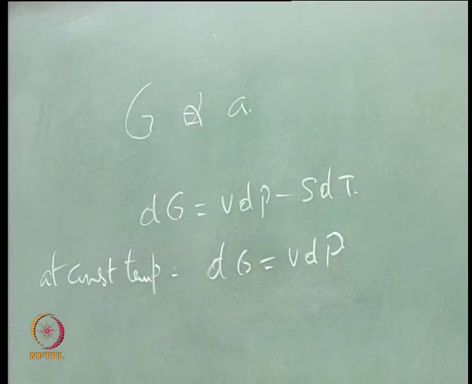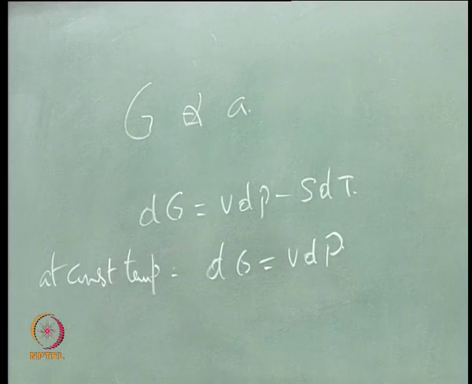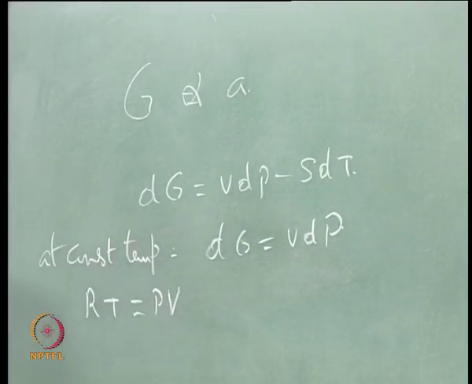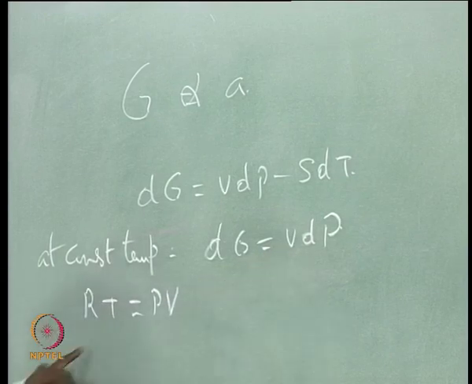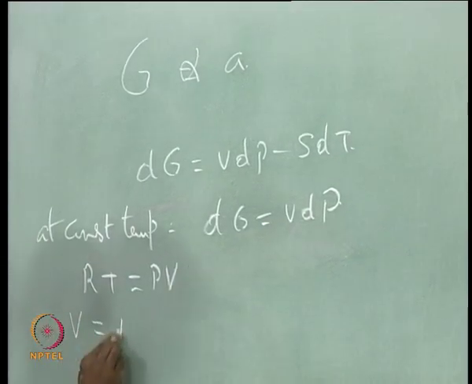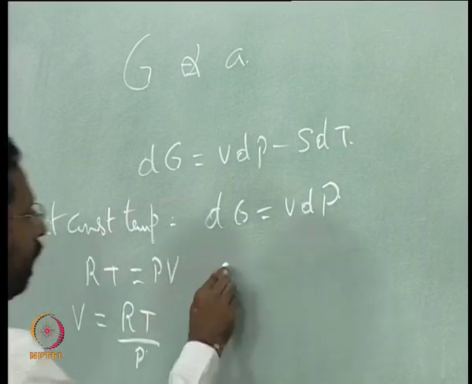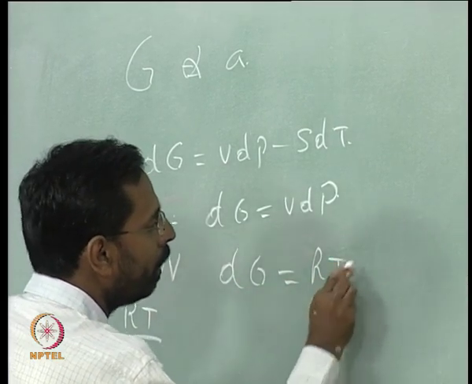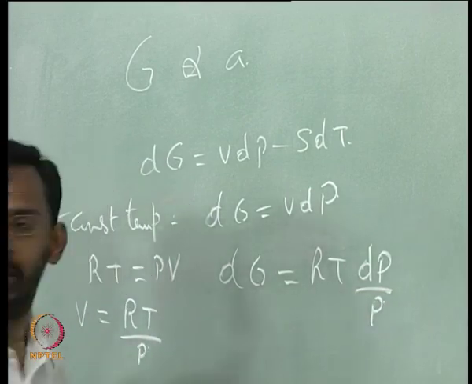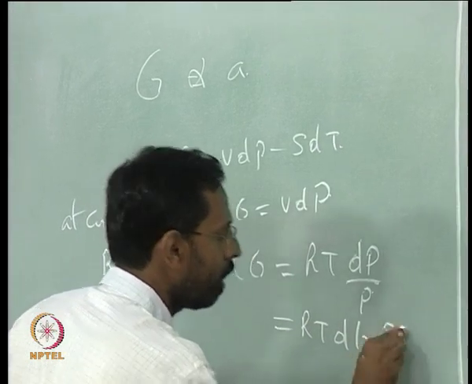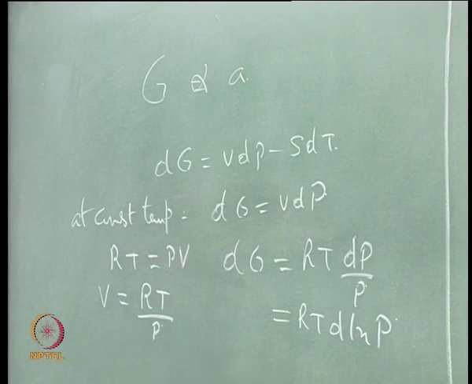And if we assume that there are gases involved in the reaction, we can use the ideal gas relation where RT equal to PV, and then use this V in terms of RT and P and write V equal to RT by P. Once we write that, we can write the dG as RT dP by P. RT dP by P is RT d ln P. So that is how you actually get this expression.